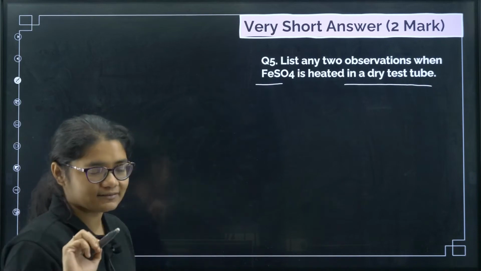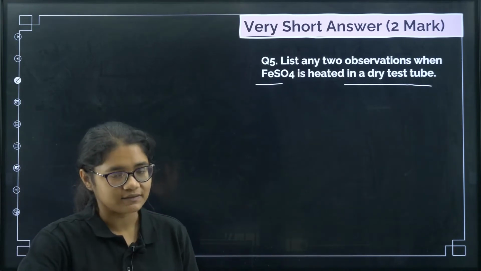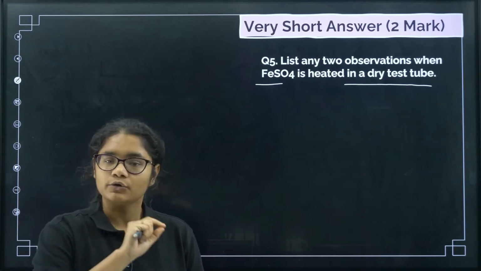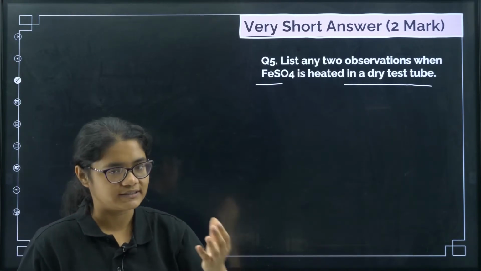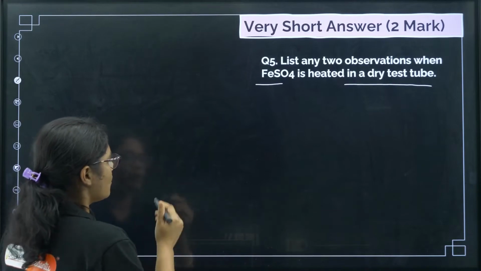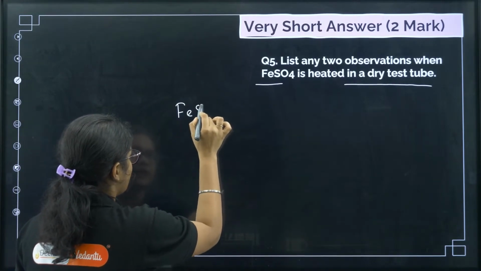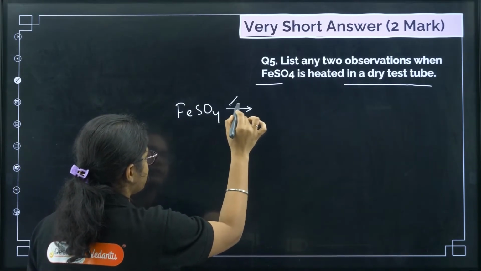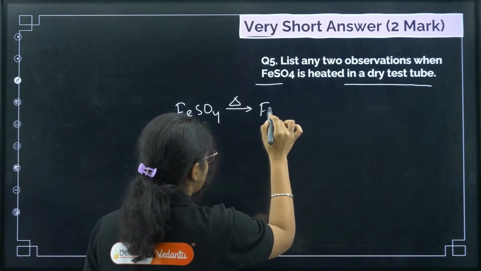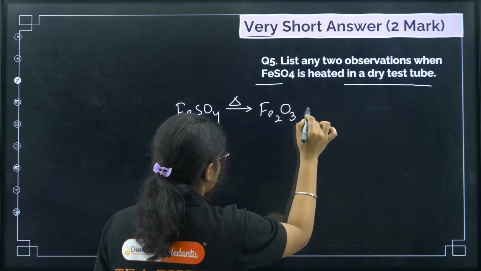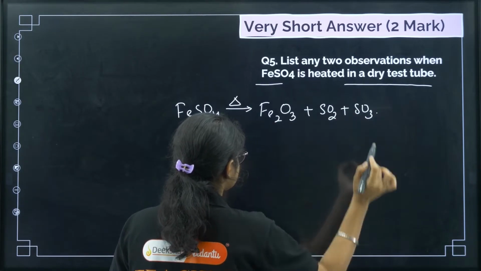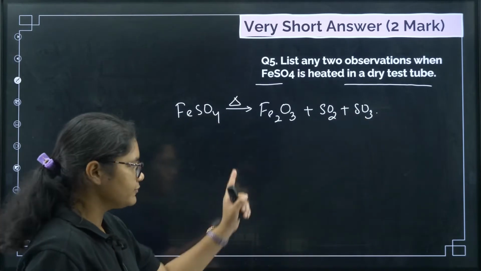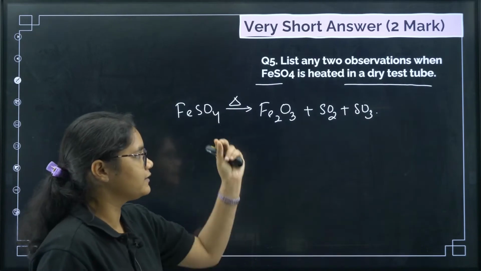You need not write this reaction, but whatever reactions I am discussing in this class, you note down all these reactions. For this question we just need to tell what are the changes observed, but we need to know what is the reaction happening. So when FeSO4 is heated, we will get Fe2O3 plus SO2 plus SO3. This is the reaction. For the exam, this reaction is not required. You just need to write the changes.